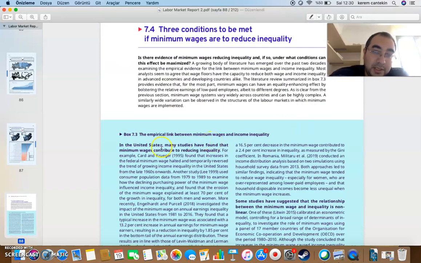If you are interested in it, I will certainly suggest the second part of the report, but even the first part of the report is interesting in terms of COVID-19's effect on the labor market.